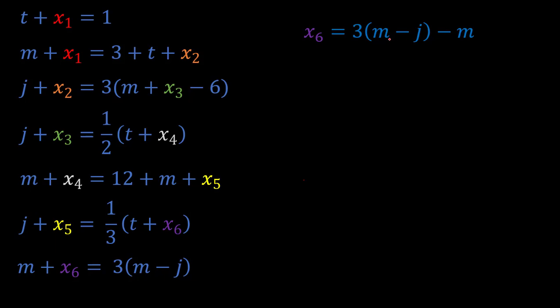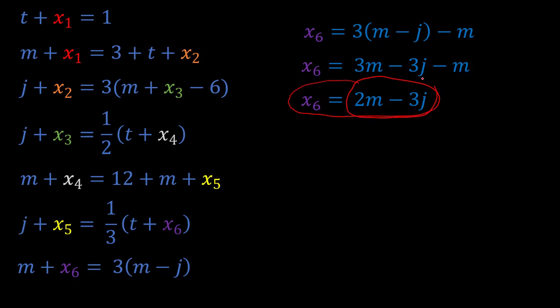Now we can simplify this a little bit because you see there's an m here and then there's an m over here. But first let's just distribute this 3 to the m and distribute it to the j. So we get 3m minus 3j minus m, and now we can combine these m's together. So 3m minus m is just going to give me 2m, and now we've got an equation for x sub 6. So we can take this section here and go ahead and plug that right in for our x sub 6 here. And so let's move this equation.